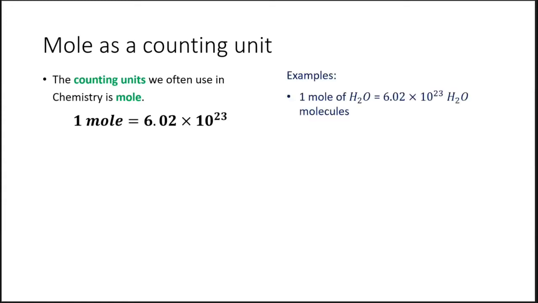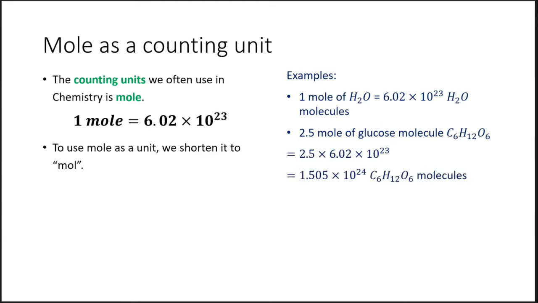For example, 1 mole of water molecule effectively means 6.02 times 10 to the power of 23 water molecules. Okay, when we say 2.5 mole of glucose molecule, you know what I mean, right? 2.5 times this number. Sometimes we write mole as a unit. When we do that, we shorten it to mol. Okay, so we can also work backwards.